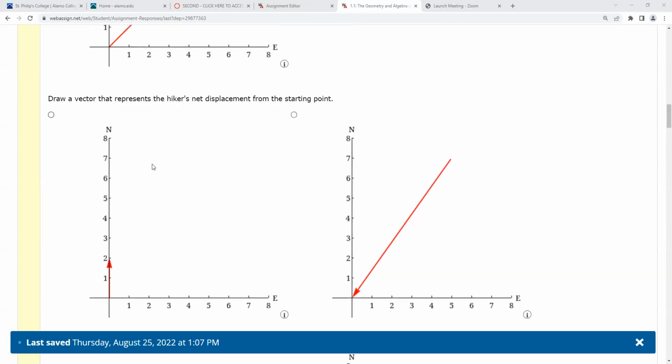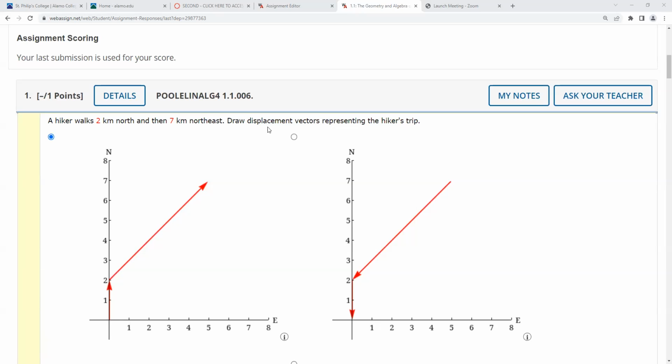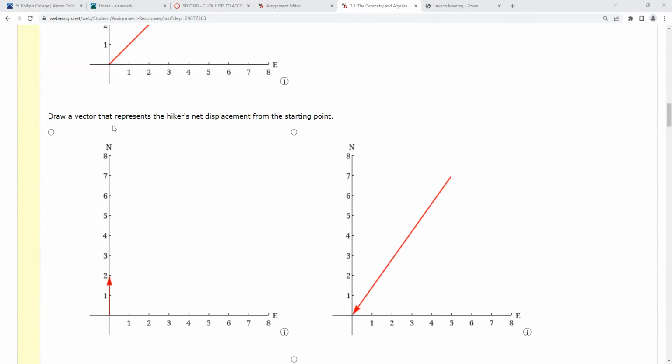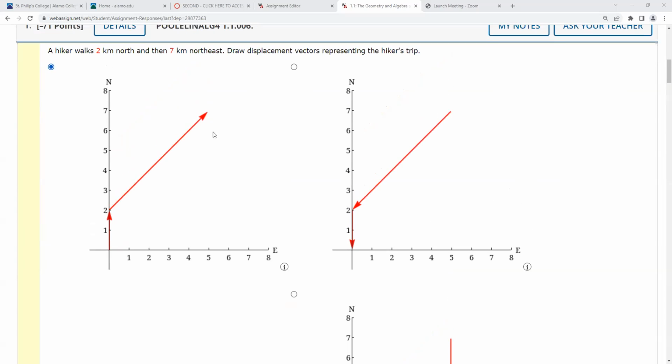Draw a vector. Here is the difference. The first one is telling you to draw displacement. Okay, so we're just going to draw north, then northeast. The second one, they're telling you to draw a vector. Represent this one. So here is the first one. Where is the vector? You see the distance. Here is the distance. We have to draw the vector. So it's going to be from this point to the end point. Okay. How much is the point here? 7 and 5.